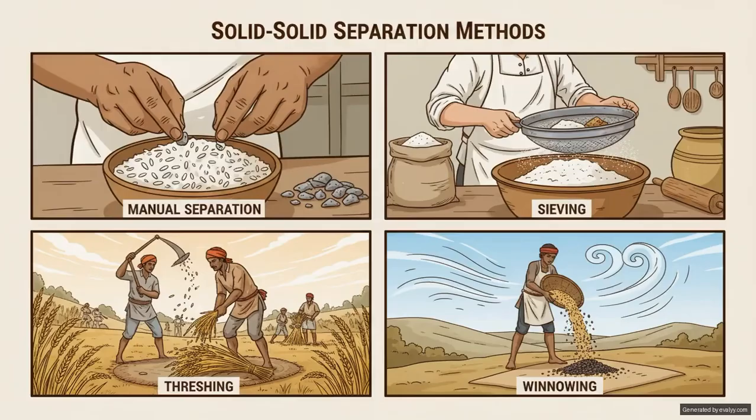For solid-solid mixtures, several physical methods are used. Manual separation involves picking out components by hand, like removing stones from rice. Sieving separates particles of different sizes using a mesh, such as separating dirt from flour. Threshing separates grains from stalks by beating them, while winnowing uses wind to separate lighter husks from heavier grains. These are common methods for separating solid-solid mixtures.